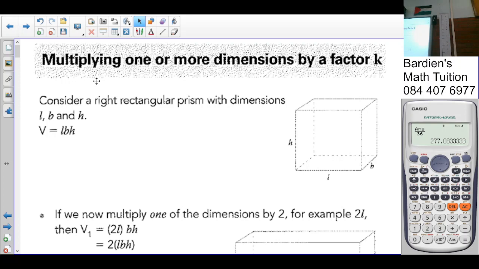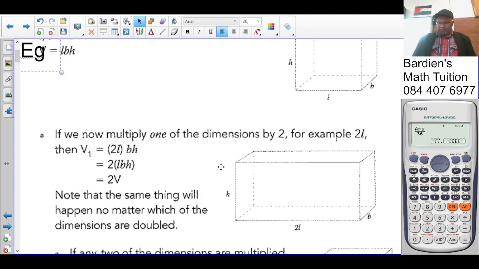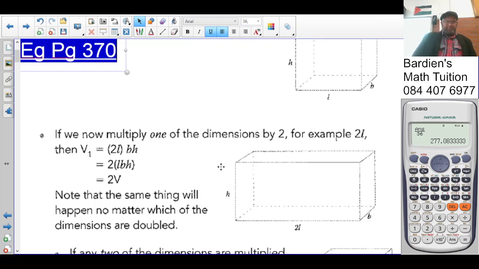Okay. So consider the rectangular prism with dimensions L, B, and H. We know the volume is going to be length times breadth times height. The first example is on page 370.